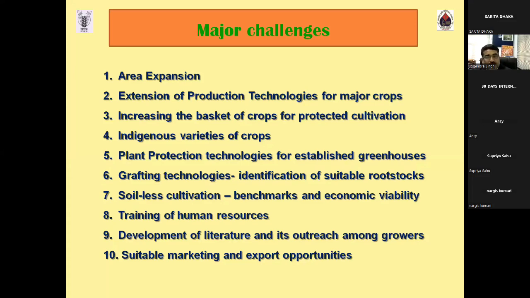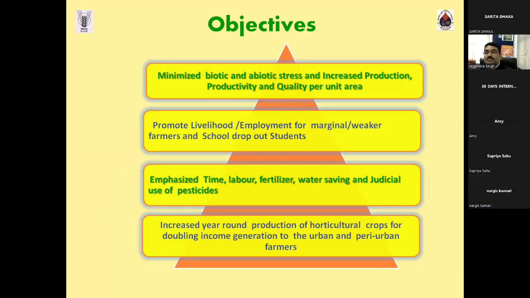So these are the major challenges: area expansion, training of human resource, development of the literature, suitable marketing opportunity, plant protection technology, and the grafting technology. Soilless cultivation and vertical farming are also challenges. So these are the objectives of protected cultivation.